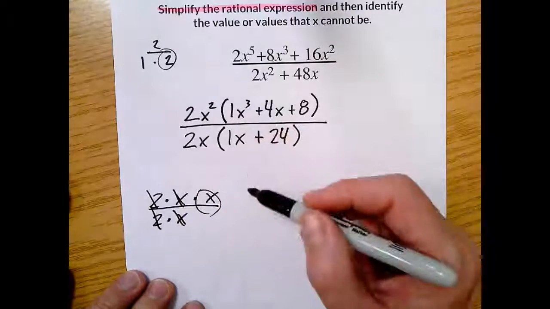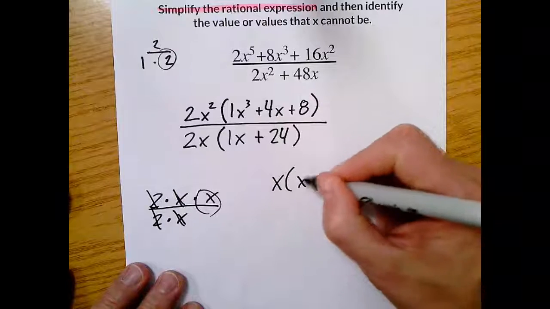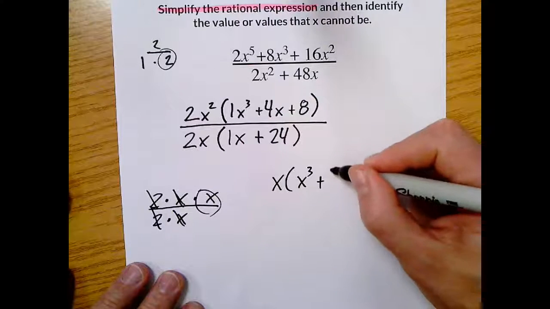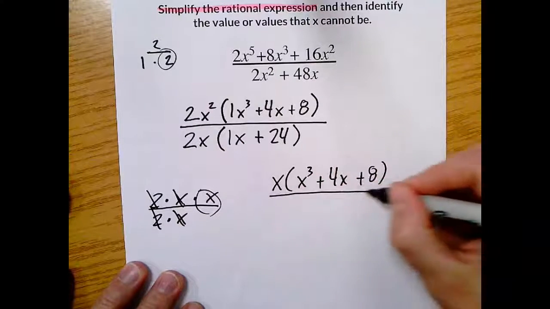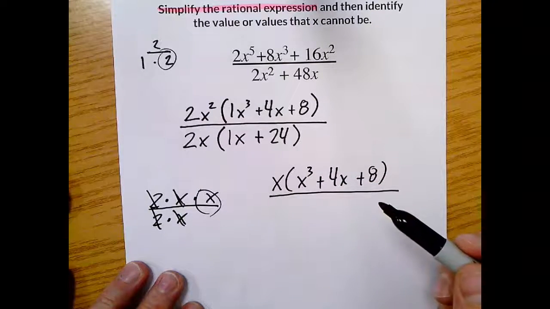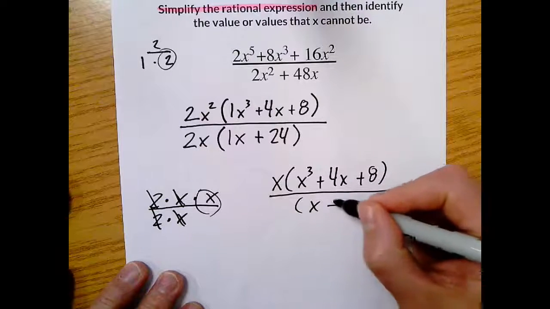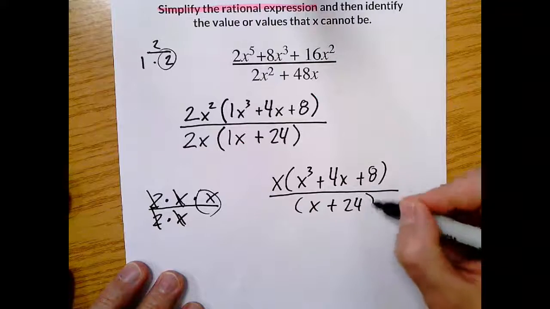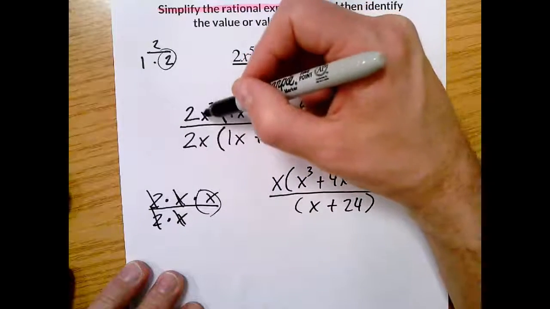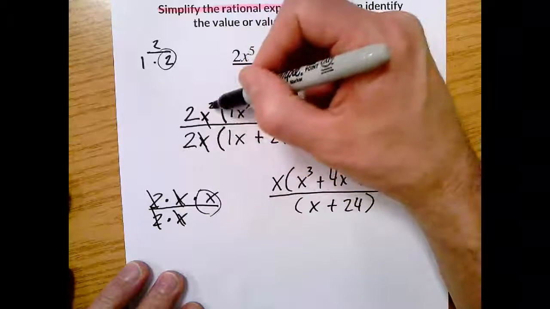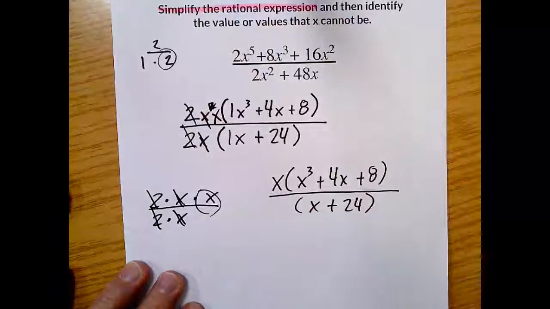So when you rewrite this whole thing, it's going to look like this. x times (x to the third plus 4x plus 8), and down here we're just going to have x plus 24. And if you want to go back up here and see what that looks like, it's because one of these x's cancels, leaving you with just x. So just x is left to get rid of that squared. And those two cancel, okay? So that's what we have here.